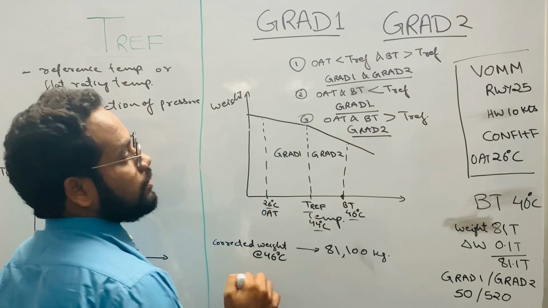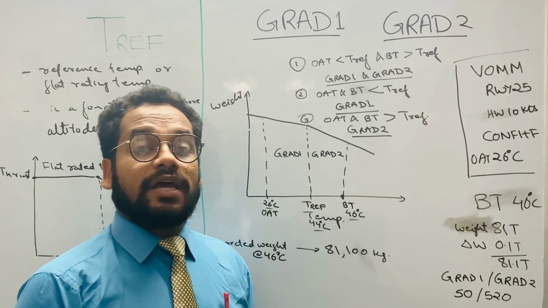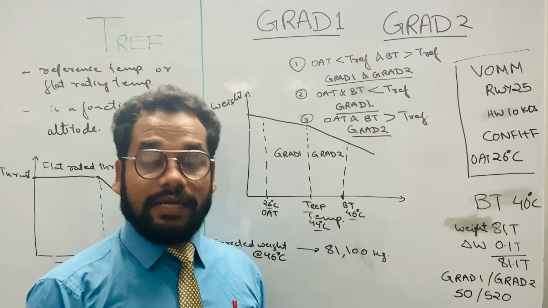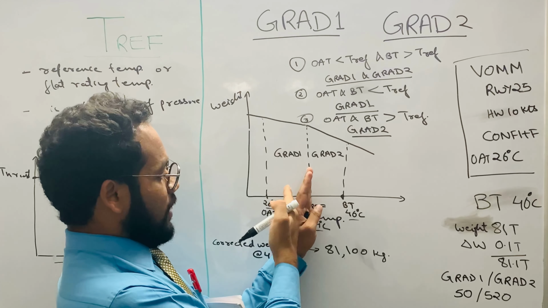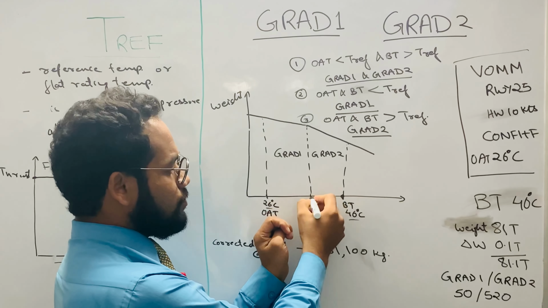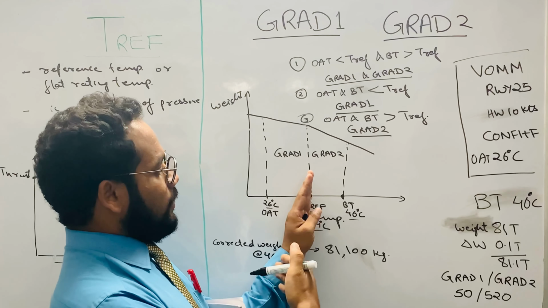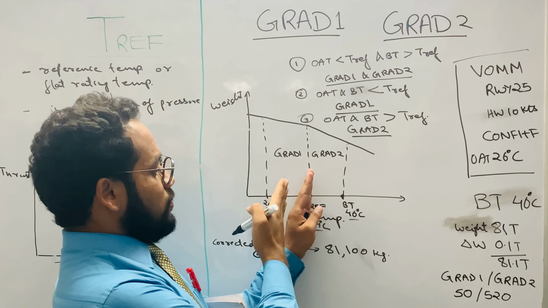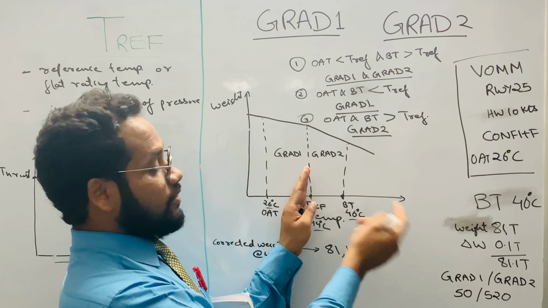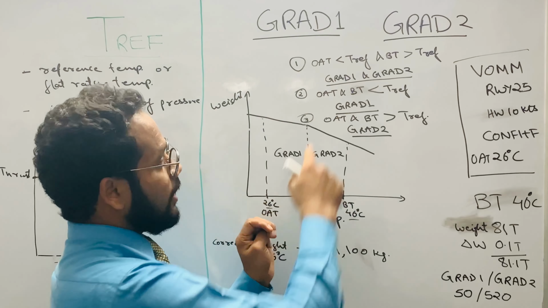These are the three cases which you have to remember whenever you will be applying the grad corrections. So what is the first case? When OAT is less than Tref and box temperature is greater than Tref, apply grad 1 and grad 2. How do you remember this? Just draw this graph, write Tref here. We have a left side and right side. Assume Tref to be in the center, just to make the concept clear. If OAT is on the left side of Tref and the lowest temperature is on the right side of Tref, then you have to apply both, grad 1 and grad 2.